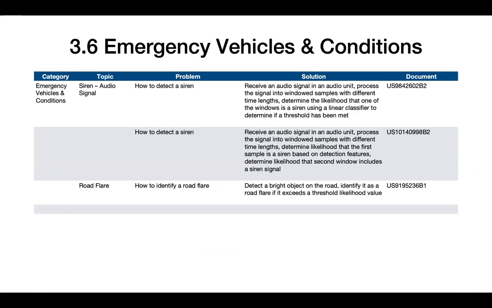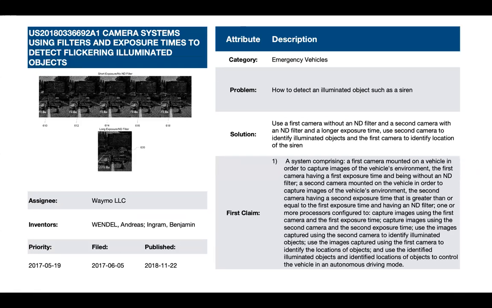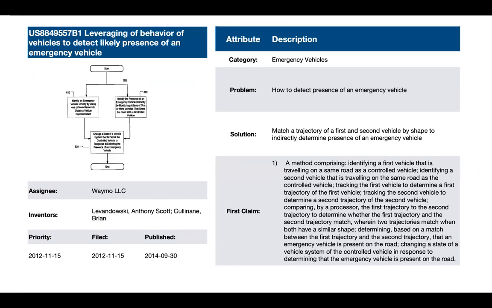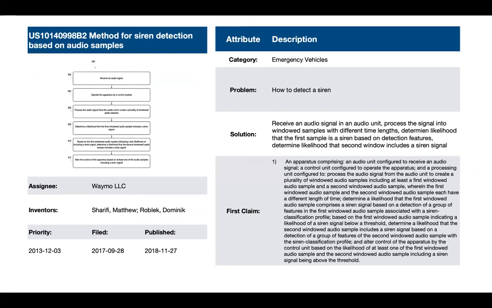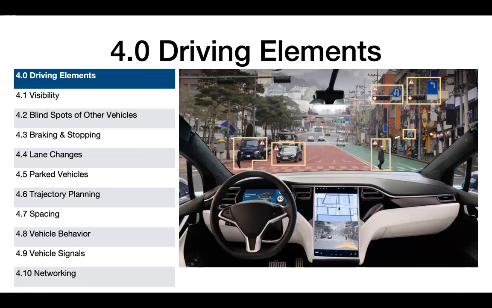And the last one is not an emergency vehicle, but an emergency condition, a road flare. How to identify a road flare? Detect a bright object on the road, identify it as a road flare if it exceeds a threshold likelihood value. That is the emergency vehicles. There are some black and white images here. And that is the end of chapter 3.